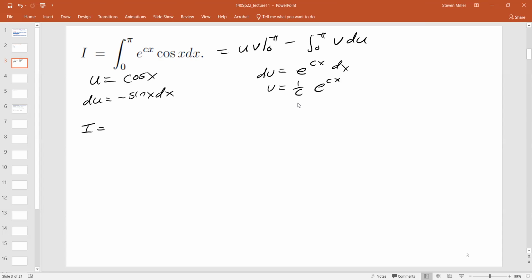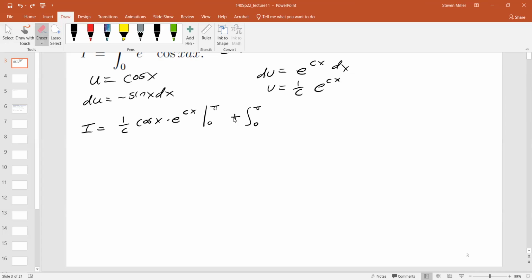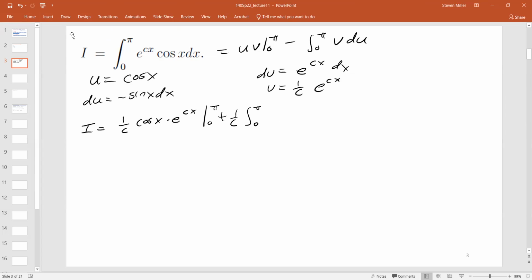So I is going to be uv, so it's going to be 1 over c cosine x times e to the cx at 0 and pi minus, and I have a minus becomes a plus, the integral from 0 to pi 1 over c, I can move the 1 over c outside. And I'll have sine of x times e to the cx dx.